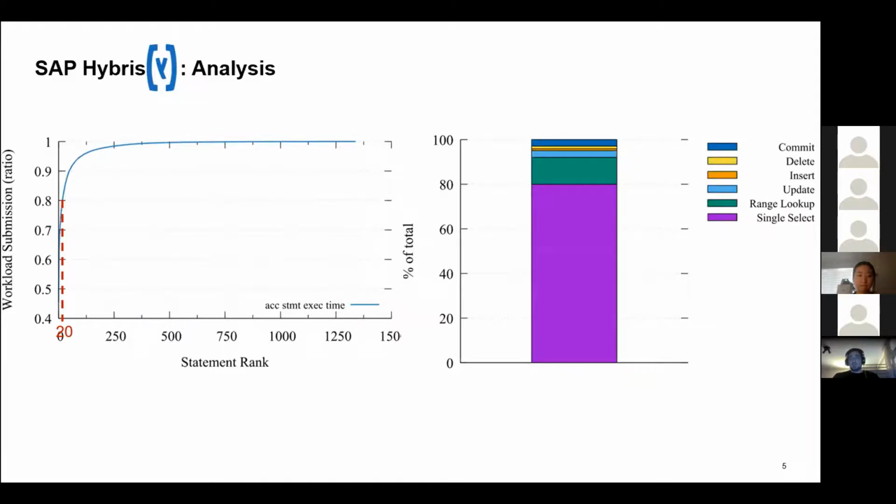So overall, 92% of all the statements are read statements. 3% are commits, and the remaining are DML statements. So all in all, we see that SAP Hybris is indeed a read-heavy workload with a few hotspot queries, and this confirms our first hypothesis.